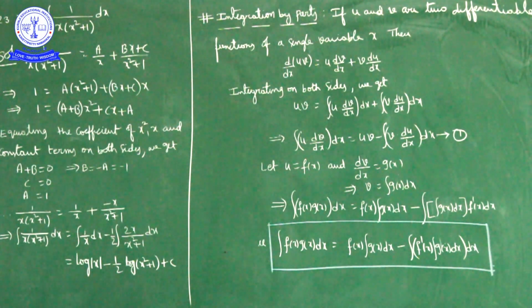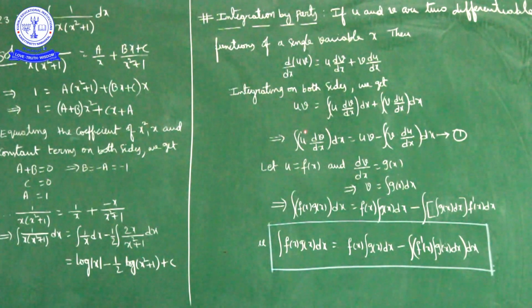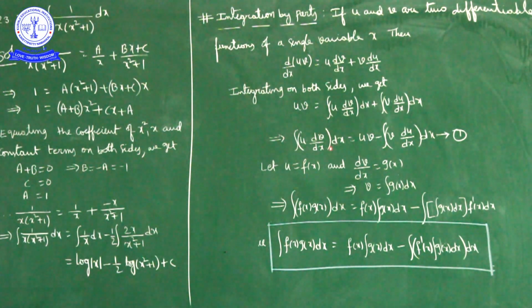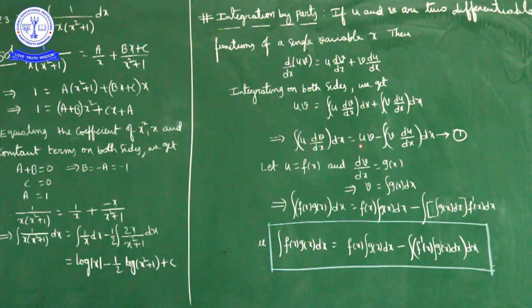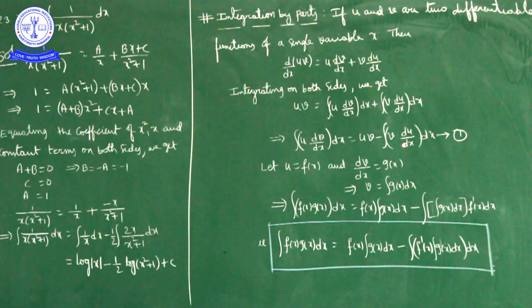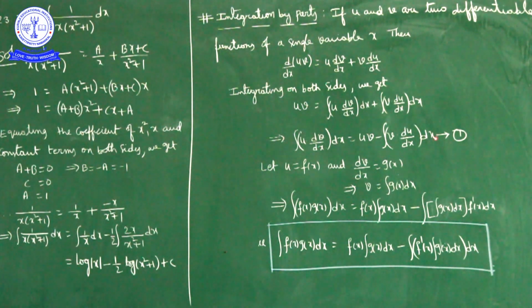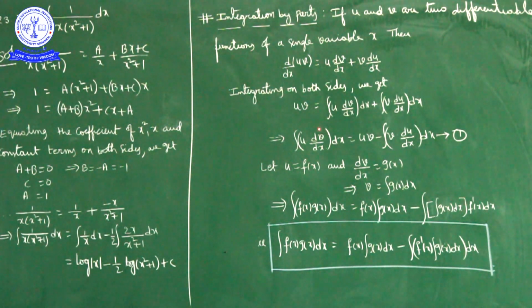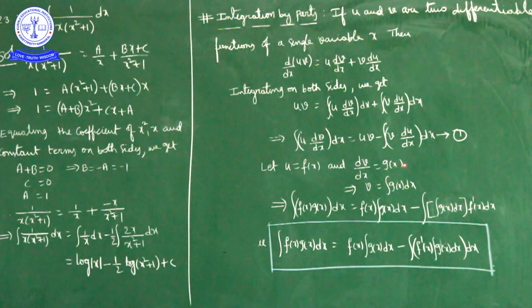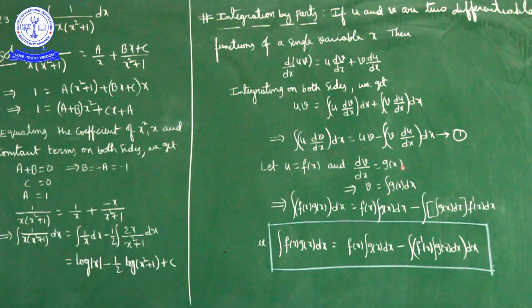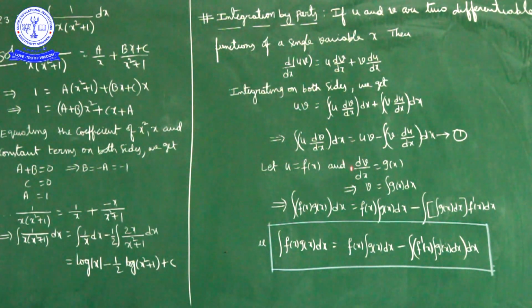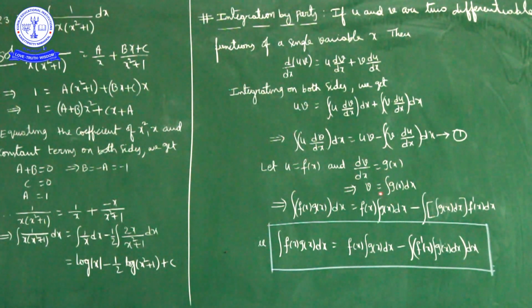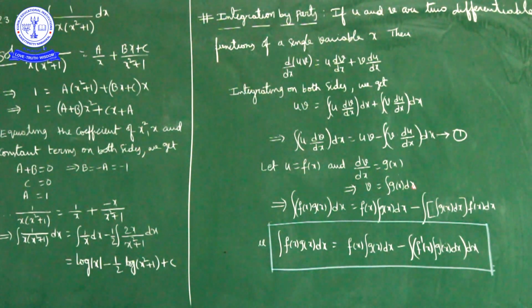Okay. Now here what we are having: integral u into dv by dx into dx is equal to uv minus integral of v into du by dx into dx. Now let u of x equal f of x, u I will consider as f of x, and this function dv by dx as g of x. dv by dx equal to g of x, by integrating on both sides, v is equal to what we will get? Integral g of x dx.